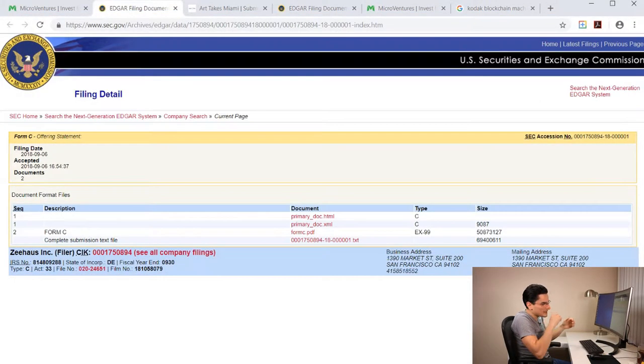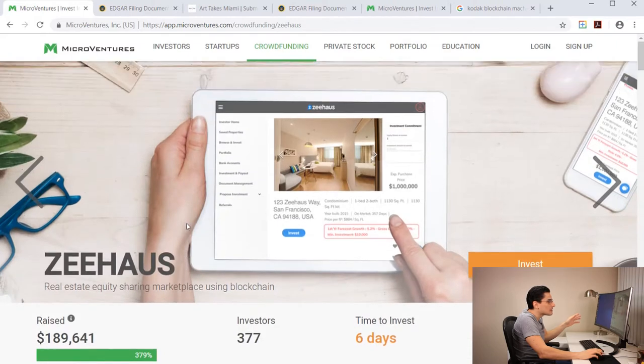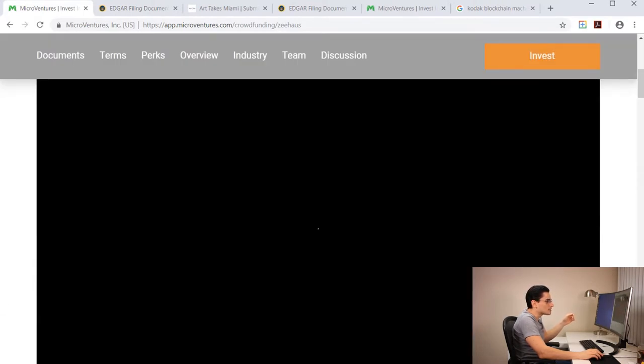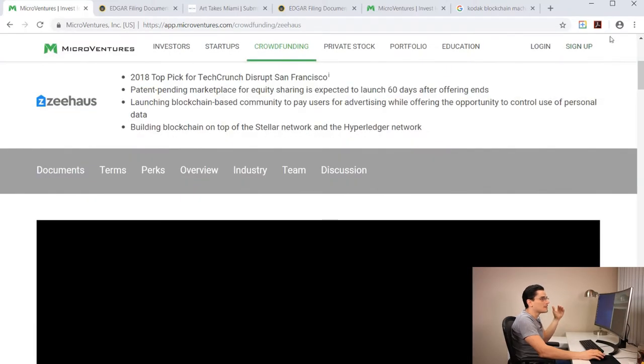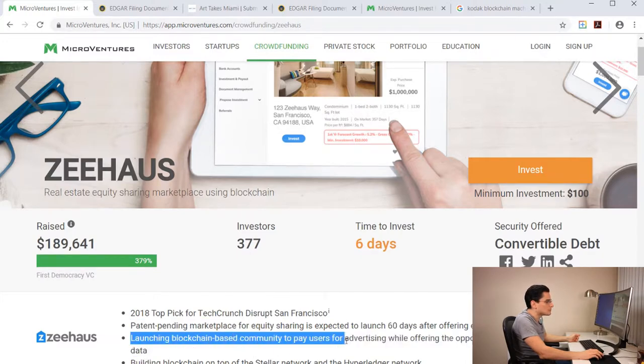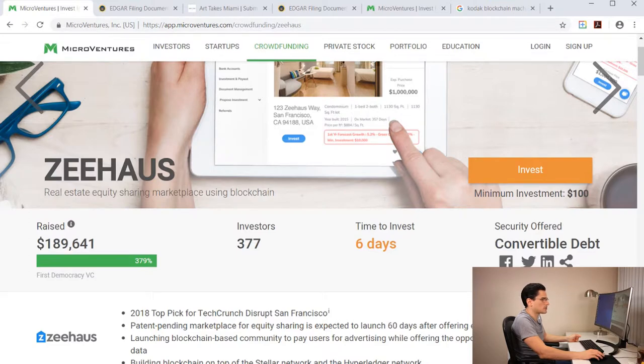But again, if you compare the Form C to all those amazing shiny bullet points right up here and their investor deck, you'll see that there's a stark difference. Looking at this, you'll probably be amazed and taken aback by how awesome they are. I have to turn on scripts, otherwise it's not going to run correctly. But, you know, patent-pending marketplace, launching blockchain-based community to pay users for advertising while offering the opportunity to control use of personal data. I have no idea what that means.